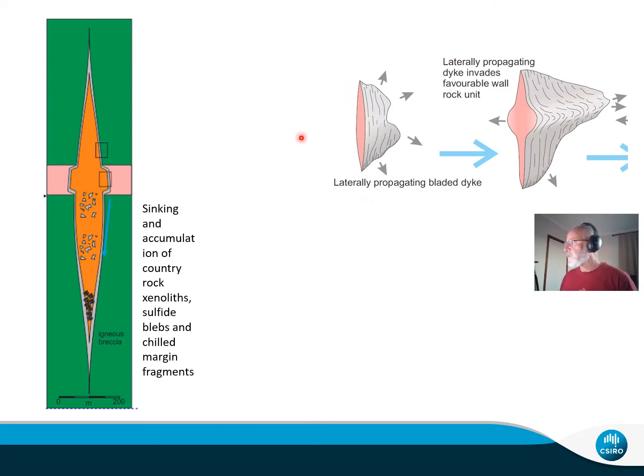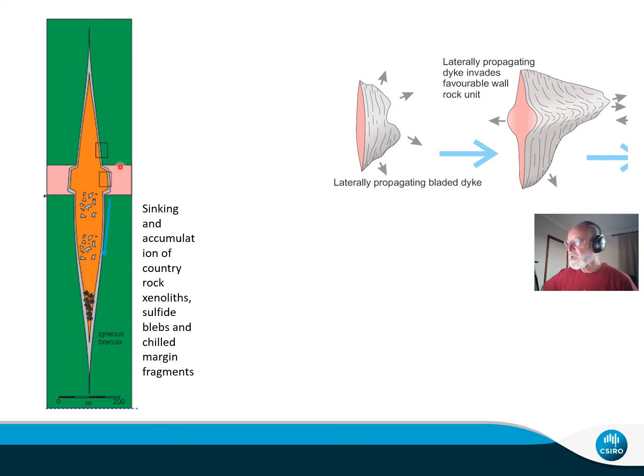So how do we think this forms? Well, this is a little cartoon. Here's an early stage in the development of a bladed dike, but as it expands laterally, it starts to find country rock layers that are relatively easy to erode and melt. So it starts to inject along those and develop a little bit more of a sill or tube type geometry. That's how we think some of these chonoliths form.